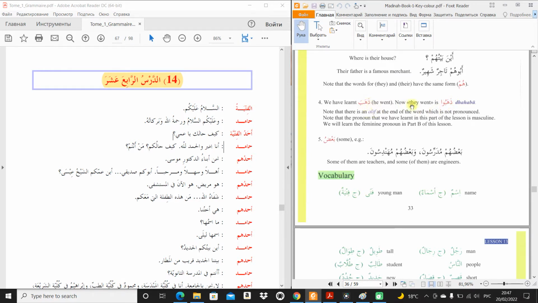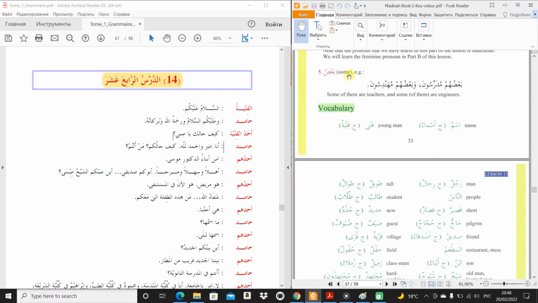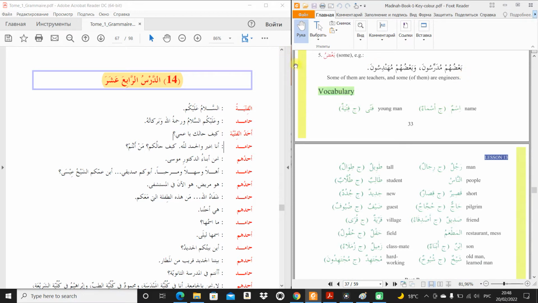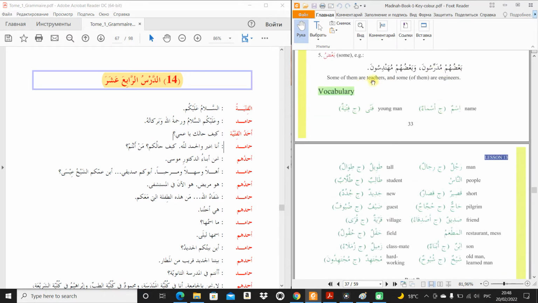ذهب, it means he went, but ذهبوا, it means they went. That's how it is. And a new word like بعض, بعضهم, it means some, like a few or some, in the meaning of a quantity, like بعضهم, some of them. بعضهم مدرسون, some of them are teachers.